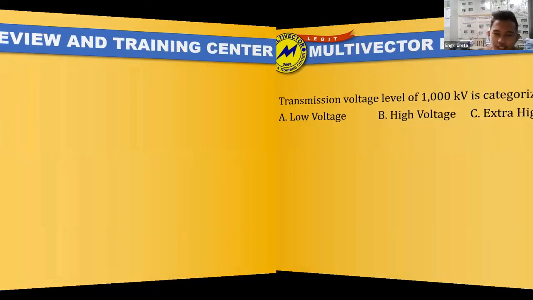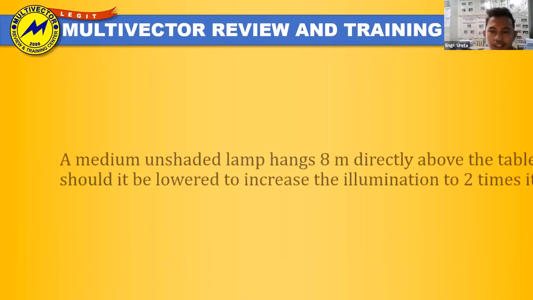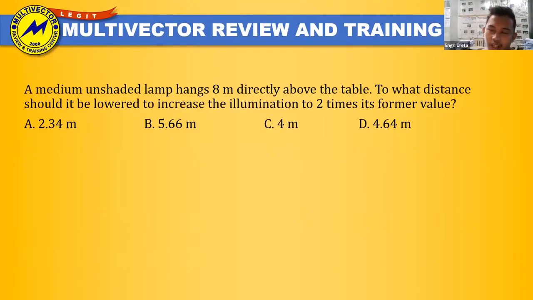Okay, so next, problem number 46. Sabi, a medium unshaded lamp hangs 8 meters directly above the table. To what distance should it be lowered to increase the illumination to 2 times its former value? Okay, so meron daw tayong lamp.